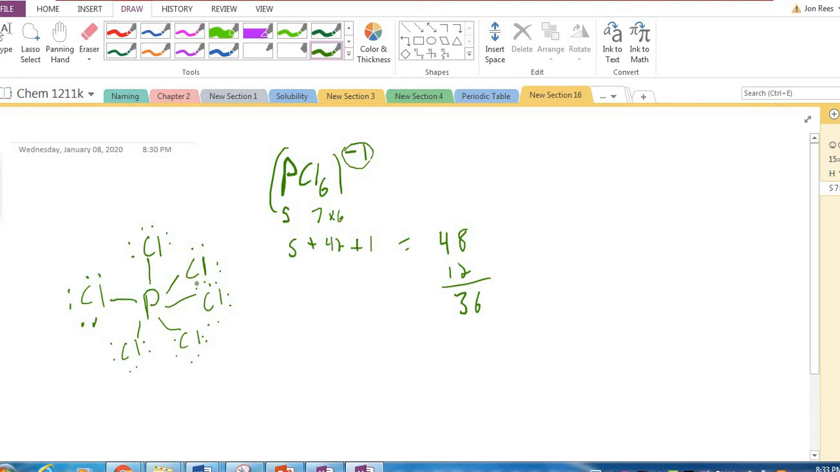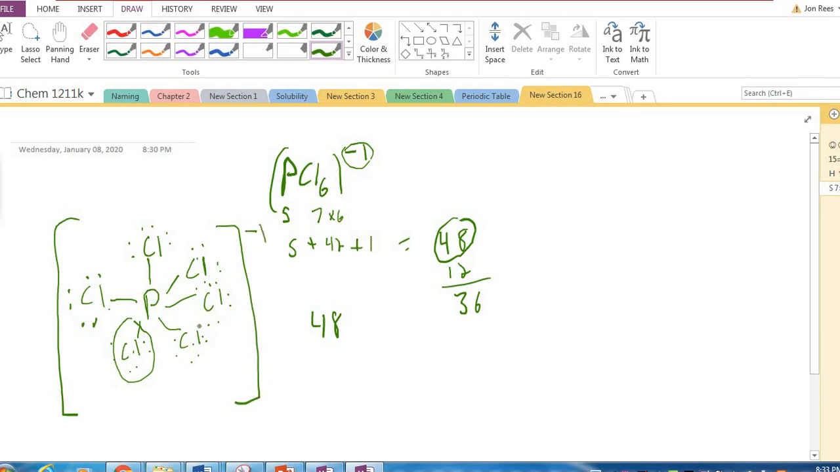Okay, so I've added lone pairs to each of those, and if we were to count those, there are 2, 4, 6, 8 around each of those, and I've got 8 times 6, which is 48. That is exactly how many I need to account for. Okay, so this is also going to be put into brackets since it's an ion, and it is going to have a -1 charge. So this is correct.